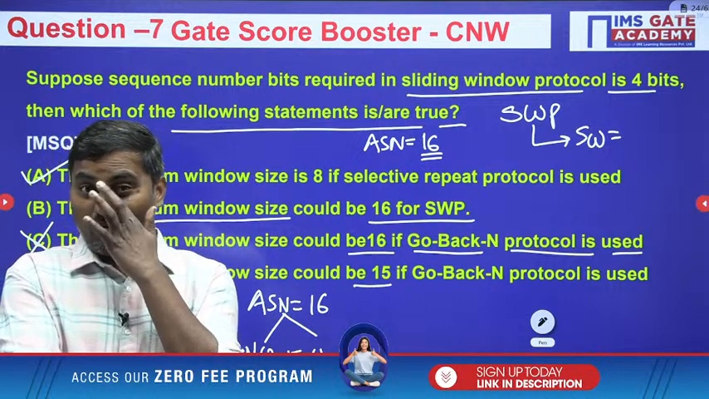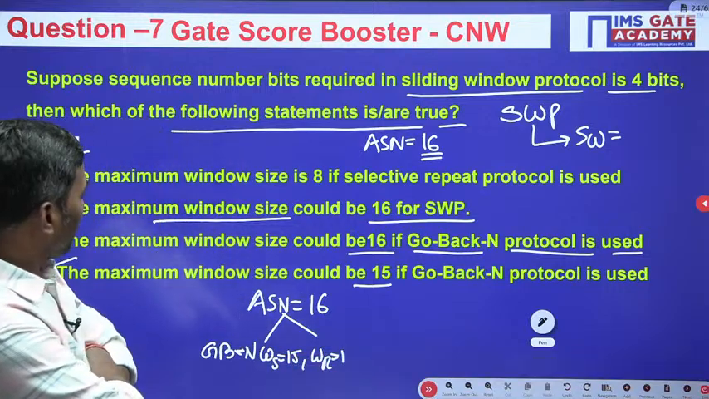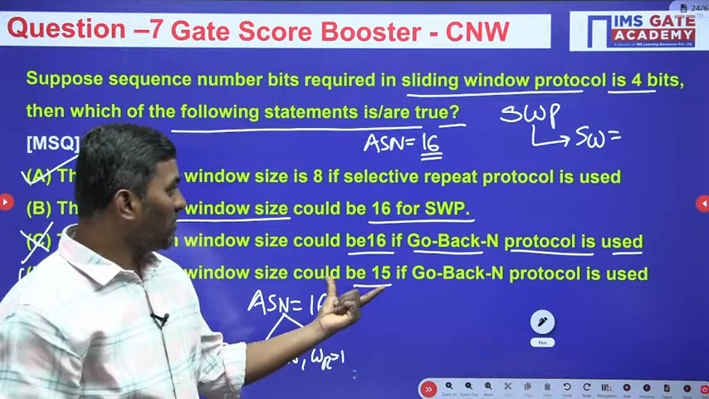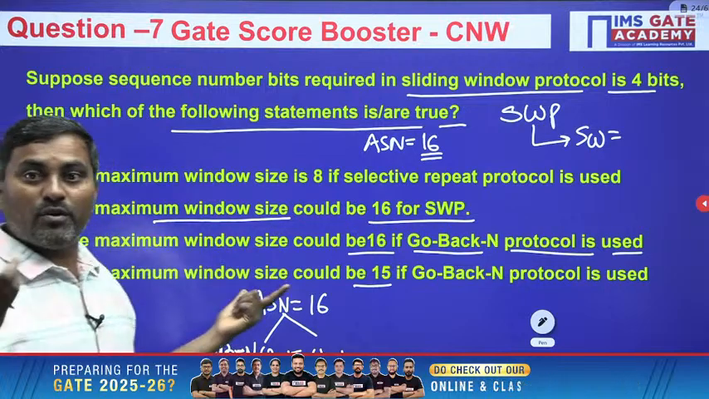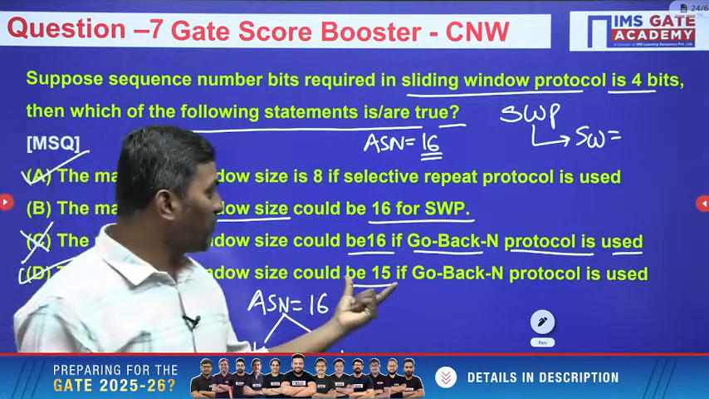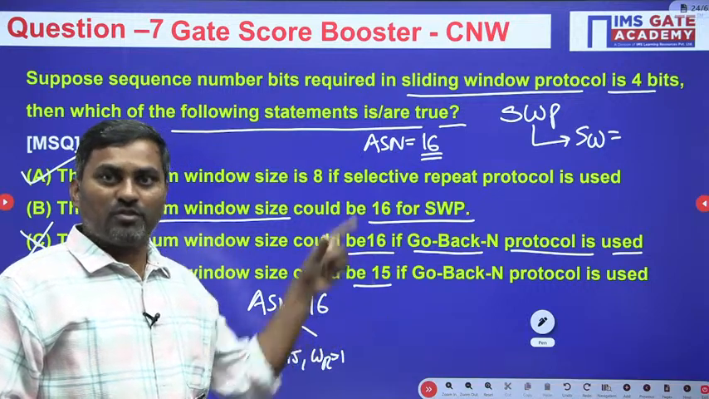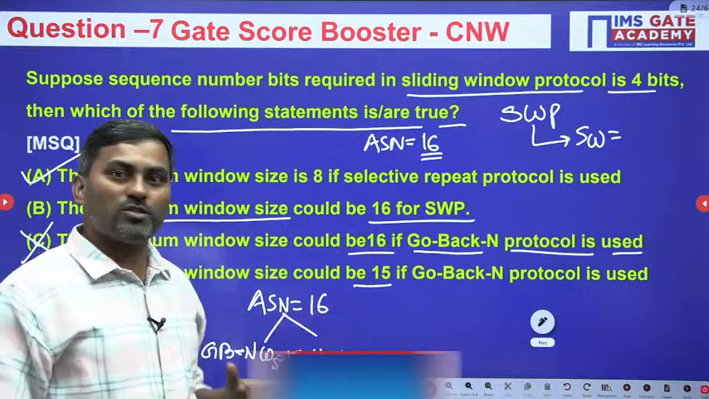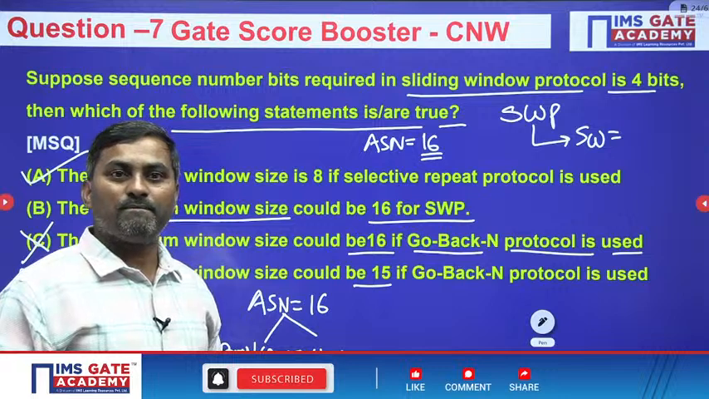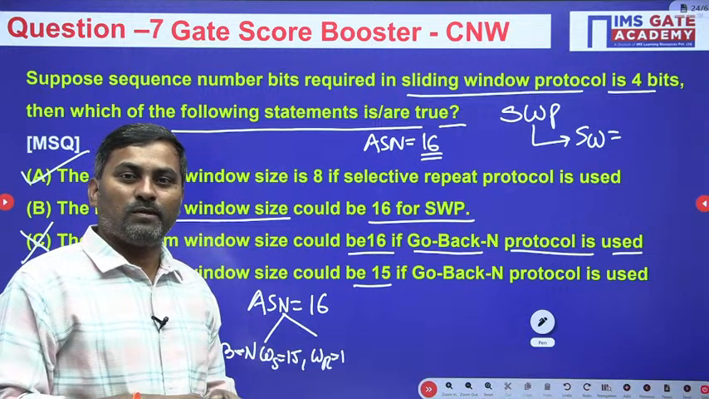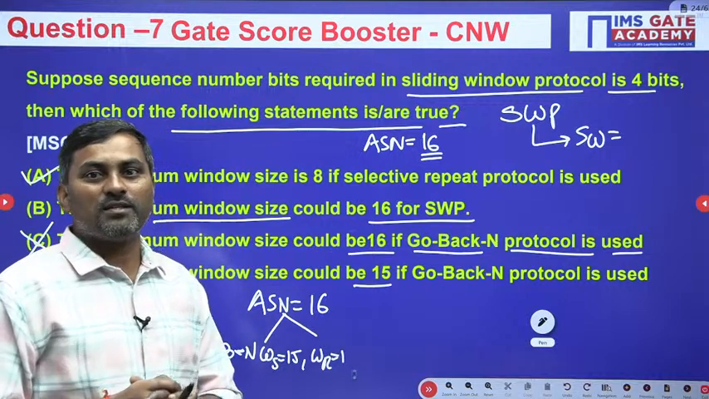Maximum window size, 14 possible. If 14 is possible, then how is 15 possible? You are telling maximum window size 14, and maximum window size 15. How is it possible in case of GBN? If 14 is the maximum, 15 is not possible, right?